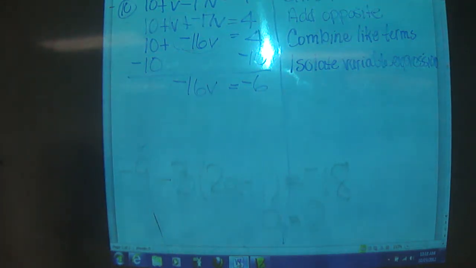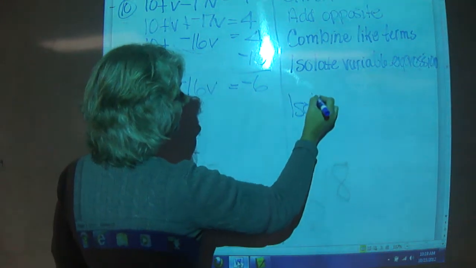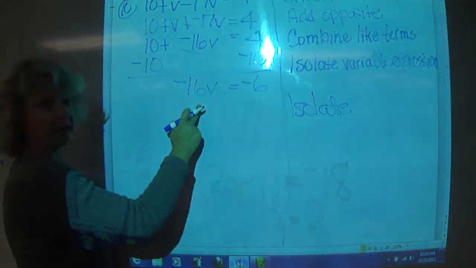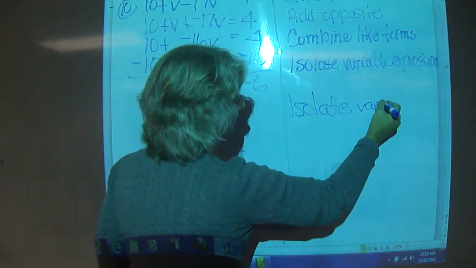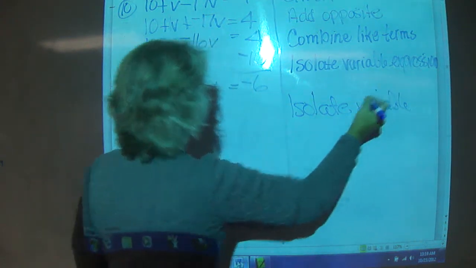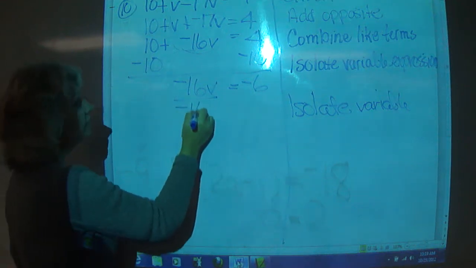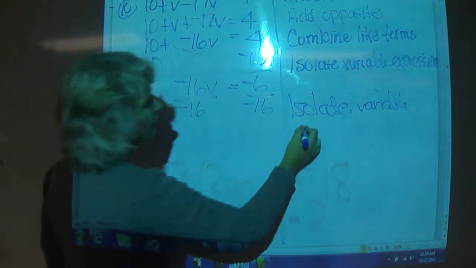Now what do we do? Divide. And why do we divide? Because it's multiplication. To get the v by itself, which is called isolate the variable. So what we're trying to do is get rid of that coefficient, the number of v's. We only want one. So we want to isolate the variable by dividing by that coefficient, the entire coefficient. So you want to divide by negative 16. So then you solve.